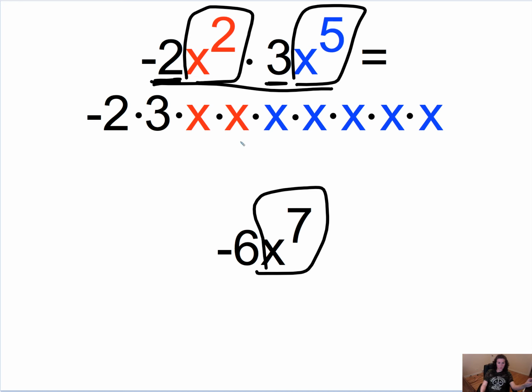Okay, so -2 times 3 would be -6. So be careful with that. You're multiplying the numbers, the coefficients. It's only when it comes to the exponents that you're going to add them.